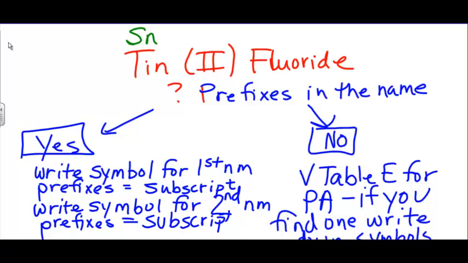So stannus, tin, Sn, right? Now, we don't have to look up the charge on tin because it's right there. The number in Roman numerals is the charge on your metal. So this is tin plus 2.